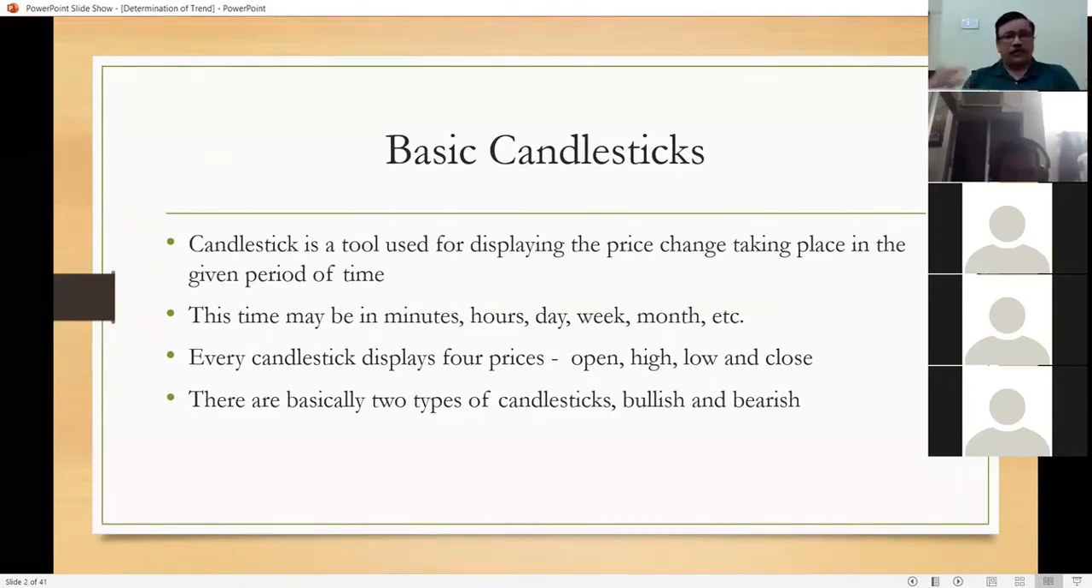You can have 10 minutes, 15 minutes, 1 hour, 1 day, 1 week, 1 month, 1 quarter, 1 year, whatever time span you want. Candlestick will represent only 4 prices: open, high, low, and close. Okay. So time may be anything out of these. There are 2 types of candlestick. One we call bullish and one we call bearish. Now, what is bull and bear?